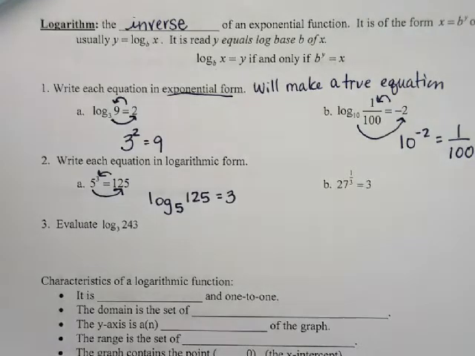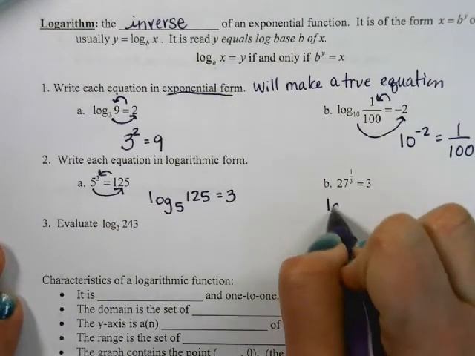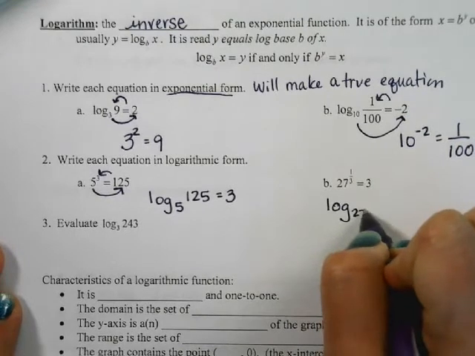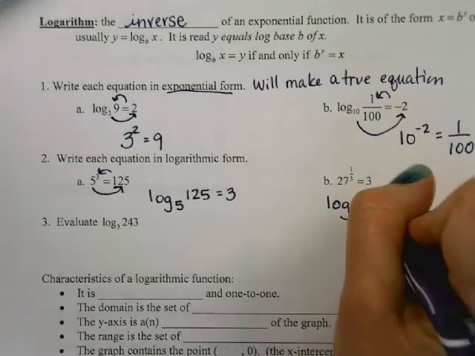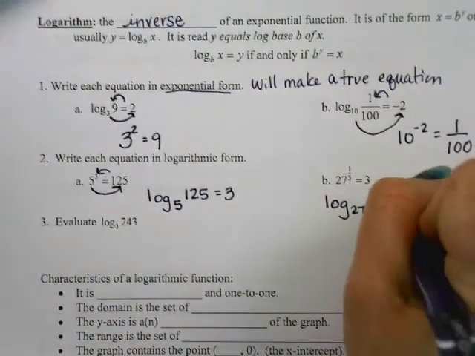Okay, let's try another one. It's in exponential form. The base of my exponential is 27, so that's going to be the base of my logarithm. So log base 27 of what? 3 equals 1/3.